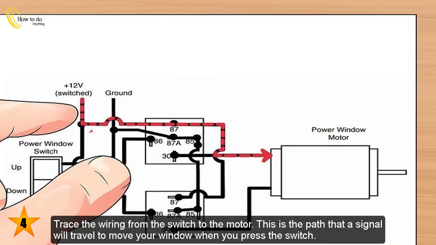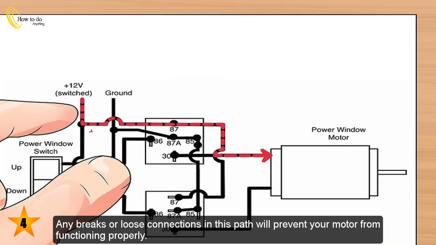4. Trace the wiring from the switch to the motor. This is the path that a signal will travel to move your window when you press the switch. Any breaks or loose connections in this path will prevent your motor from functioning properly.